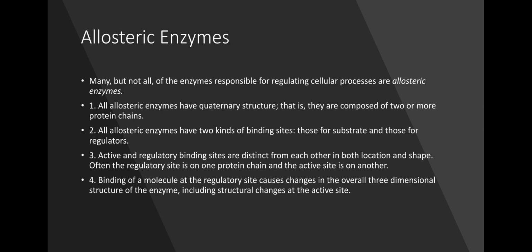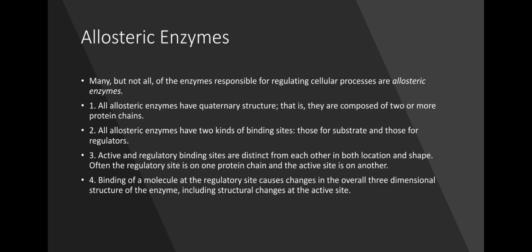Before we discuss the first mechanism, let us define allosteric enzymes. Take note that many, but not all, of the enzymes responsible for regulating cellular processes are allosteric enzymes. All allosteric enzymes have quaternary structure, that is, they are composed of two or more protein chains. All allosteric enzymes have two kinds of binding sites, for the substrate and for the regulators. Active and regulatory binding sites are distinct from each other in both location and shape. Often, the regulatory site is on one protein chain and the active site is on another.